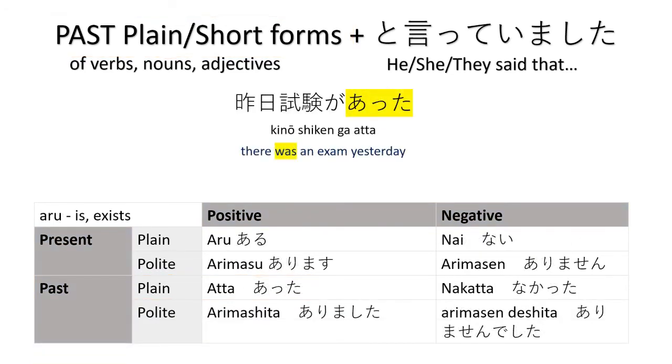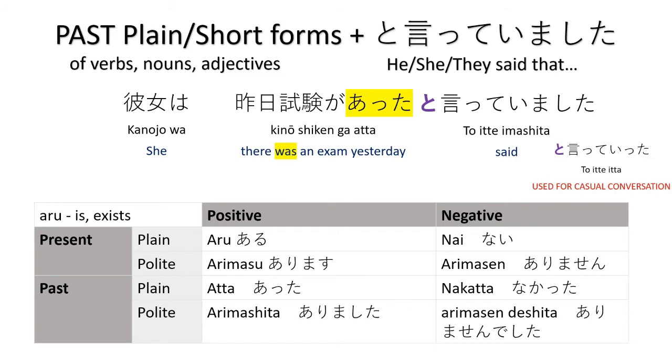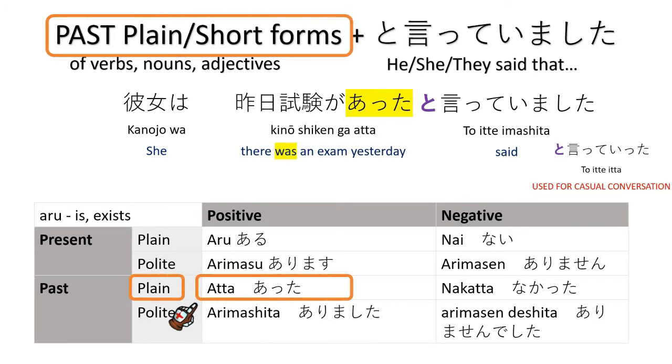Another example. Kino shiken ga atta. There was an exam yesterday. This is a complete sentence. Now, when we want to quote somebody, like she, kanojo wa kino shiken ga atta to itteimashita, or to itteita for casual. Again, we're going to use the past plain short form atta, not arimashita, when using to itteimashita or when quoting. Okay?